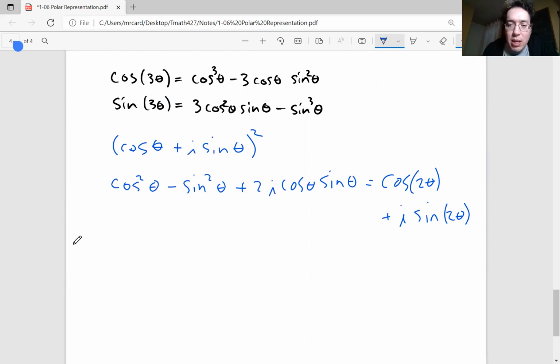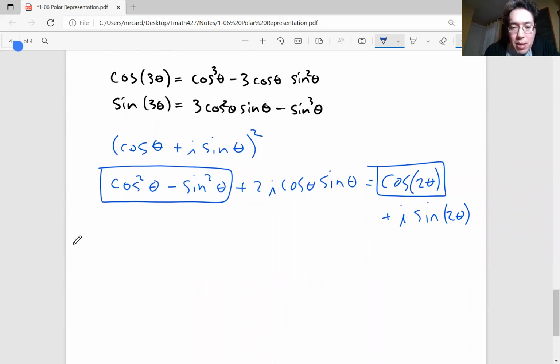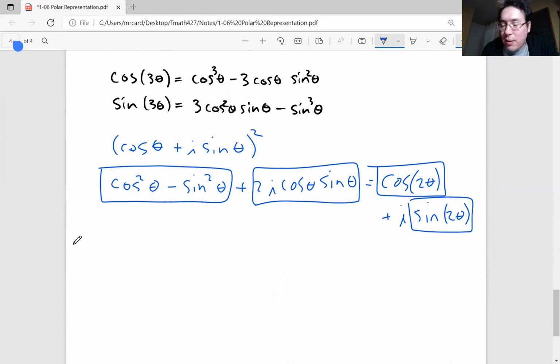So what? On the left and the right-hand side, the real parts have to match, and the imaginary parts also have to match. So this part should be equal to cosine of 2 theta. And this part, well, without the i, just the imaginary part, is 2 times cosine theta sine theta. That's the same thing as sine 2 theta. So we got 2 more trig identities just by squaring an expression. And this is usually called the double angle formula for cosine and sine. We got 2 formulas at once.